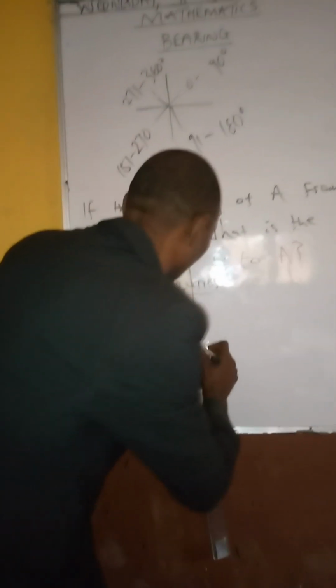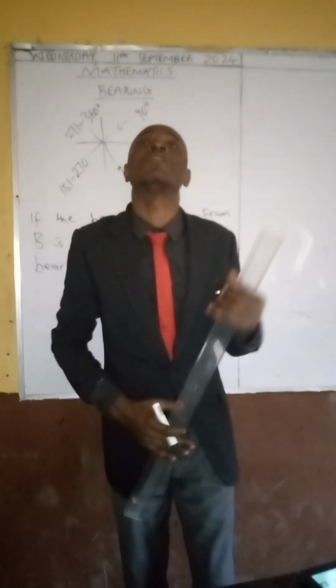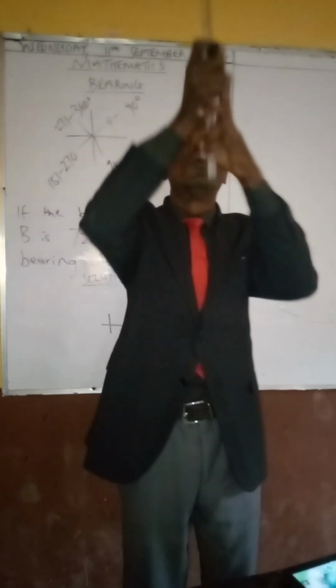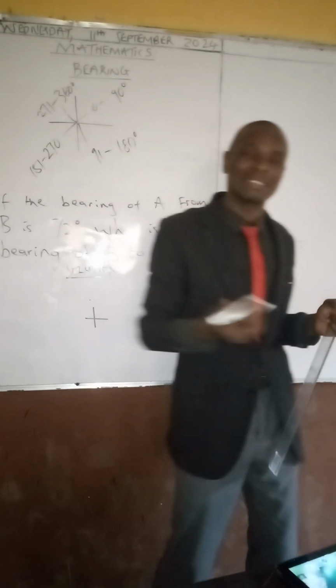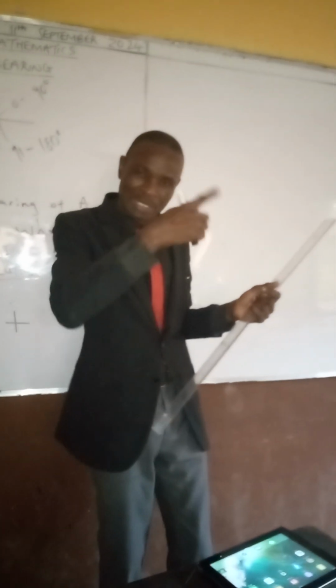Just come to the center of your book and draw a cardinal point. The first thing you should know is this: bearing is measured starting from the north. When you look at any direction on the cardinal point, the north is always up. So bearing is measured from north. It is also measured in a clockwise direction. When we talk about clockwise direction, all you need to know is the movement of the clock.